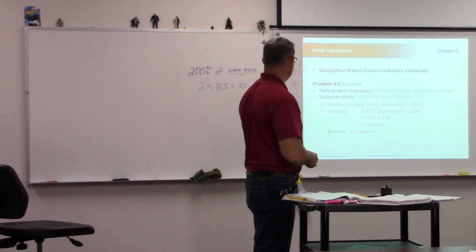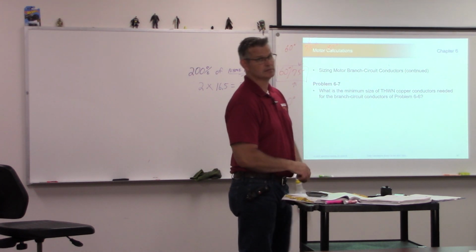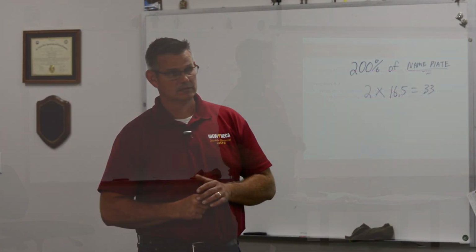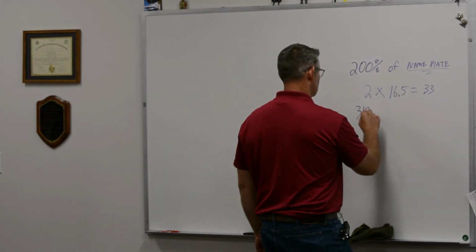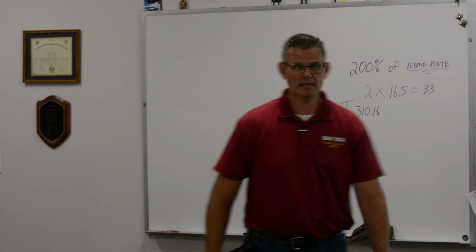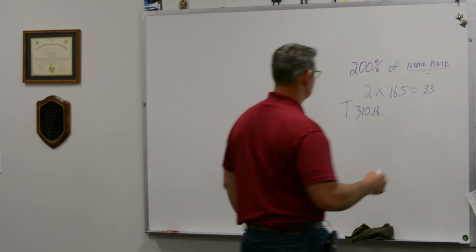So great. We said we need 33 amp wire. The next problem says, okay, what size wire are you going to use? Number 8. Table 310.16. In this case, they did give us a 75-degree rated wire too. Make it a little bit less confusing. You could get by with 10. Number 10s are rated at 35.